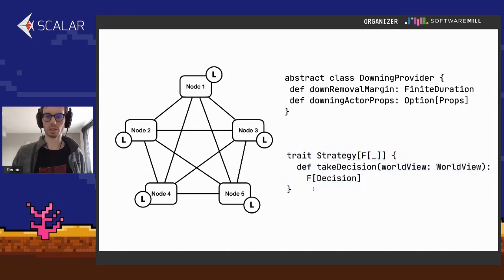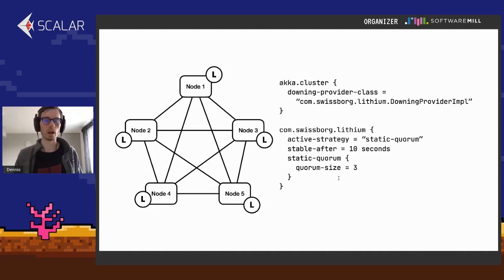This is a trait from Lithium that, given a worldview, which is an enhanced membership with a bit more information, as we'll see later why we need that additional information, gives you back a decision. In reality, only the current leader will take action on the decision. The other ones just passively do their stuff, and when the leader changes, the new leader can directly take over.